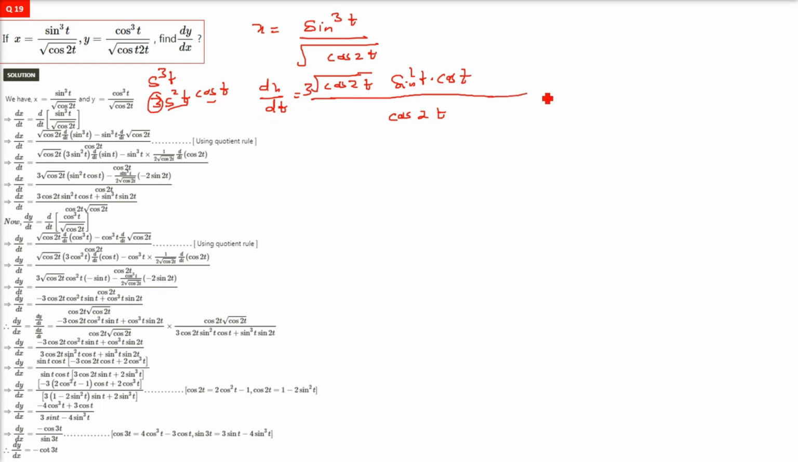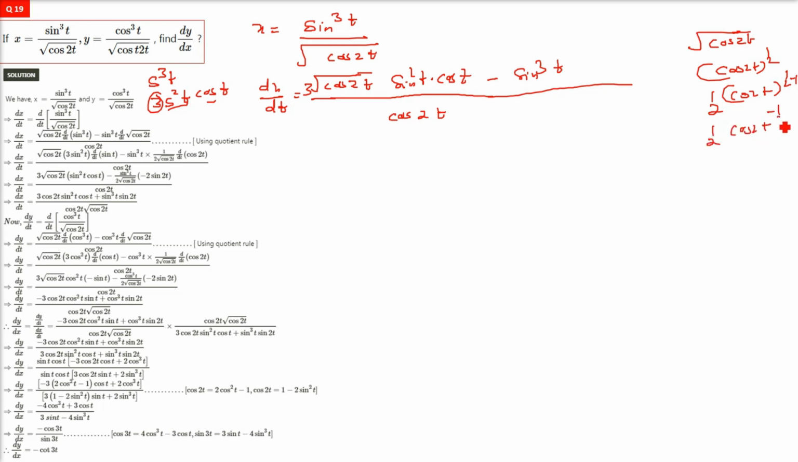Now coming to the second part, negative, minus. Now we have to differentiate under root cos 2t. So sin cube t will remain like that, and we differentiate under root cos 2t. Under root cos 2t is simply cos 2t to the power half. When we differentiate it, it will be half cos 2t to the power half minus 1, so half cos 2t to the power minus half. This cos 2t will go in the denominator, so 1 by twice under root cos 2t.